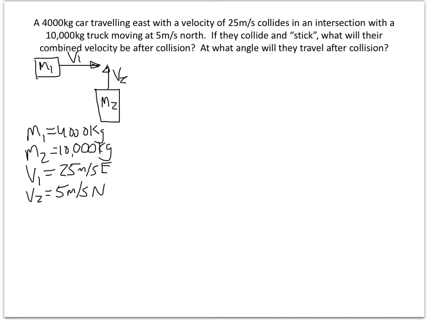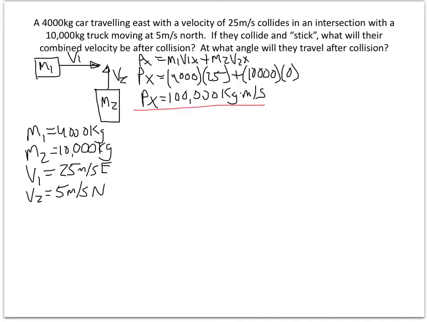So, I'm going to calculate the total x momentum. That comes out to 100,000 kilogram meters per second. If you notice, there is a velocity for the car, but there's zero velocity for the truck because the truck is going north. It's not going in the horizontal direction at all, so it has no x velocity.